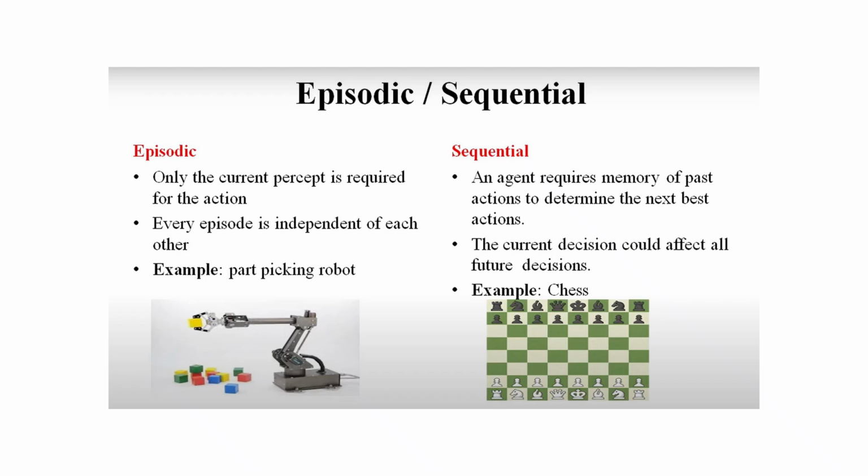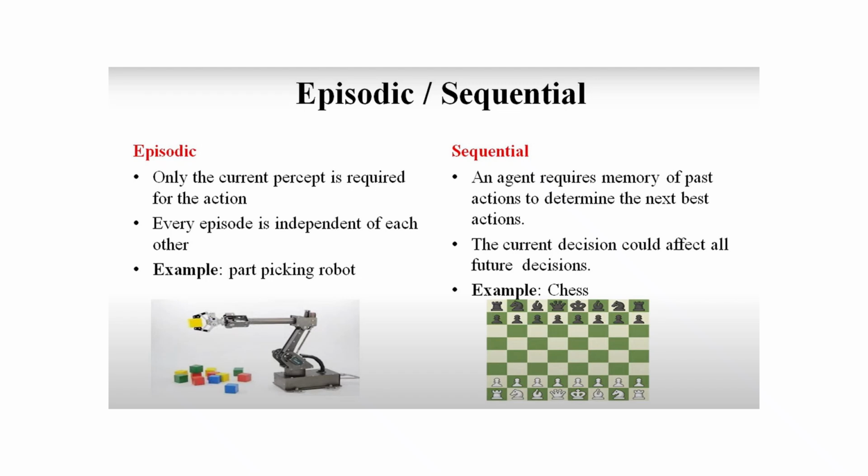That is one example, and another example that we can give is spam email detection. That is also a current percept that is required for each and every action. So these are the examples of episodic environments: a part picking robot, image classification, and finally spam email detection. Next we are going to see the sequential environment.